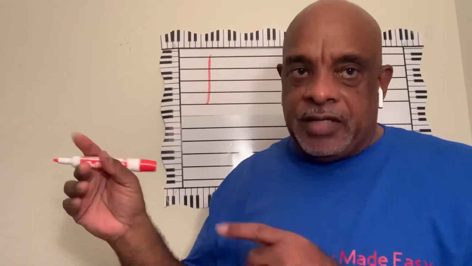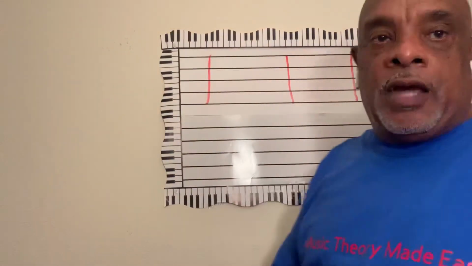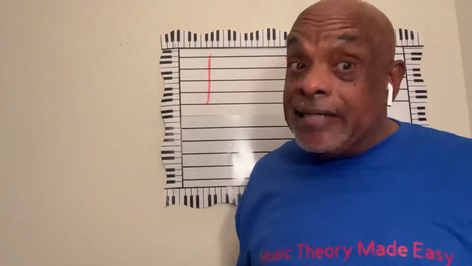I want to make sure you got it, so let's recap a minute. A staff consists of 5 lines and 4 spaces. You count a staff from bottom to top. The staff is divided into measures by bar lines, and the space in between each bar line is called a measure. All right, let's move on.